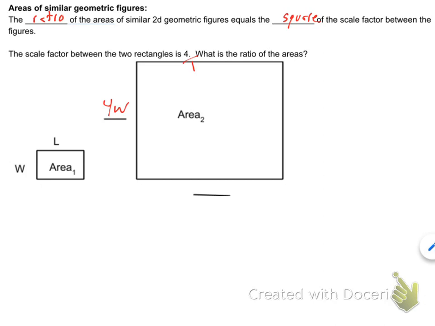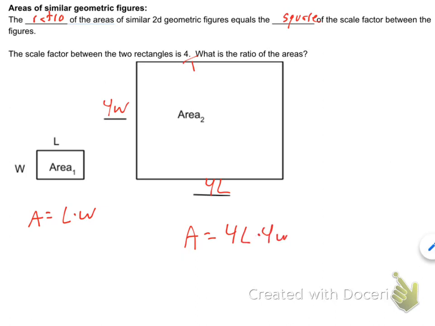It's that whole similar triangle thing that we did on the last quiz. If this is L, then what does this have to be? 4L. Starting to get the hang of this. What's the area of the small rectangle? L times W. Let's look at the big one. What's the area of this one? 4L times 4W.